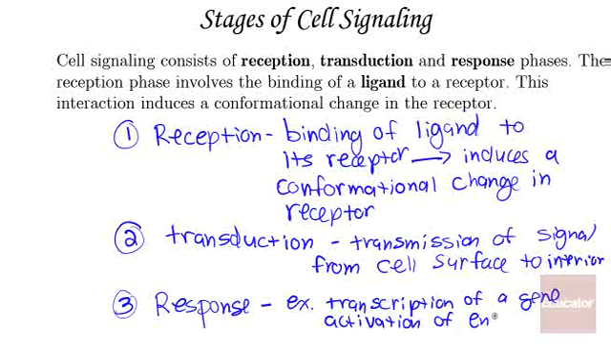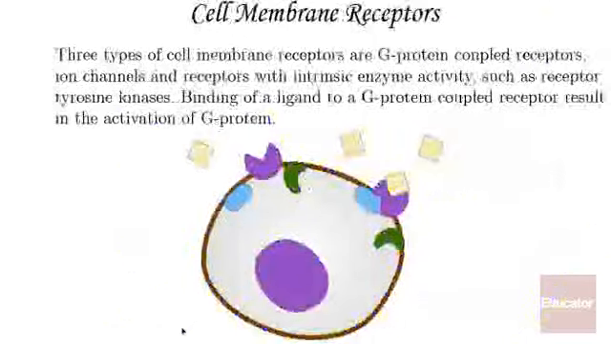And activation of an enzyme or transcription of a gene could result in a change in the metabolism of the cell. It could cause the cell to grow. It can even cause the cell to die. So the response depends on the particular signal that was received. So the signal is received, it's transduced inside the cell, and eventually a response occurs.